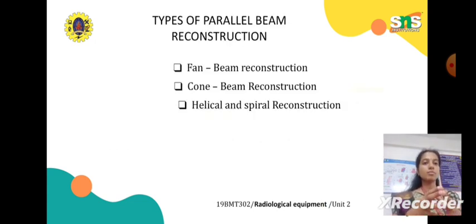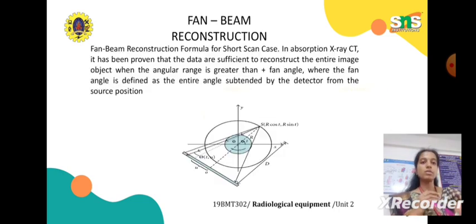Types of parallel beam reconstruction: fan beam reconstruction, cone beam reconstruction, and helical and spiral reconstruction. This is fan beam reconstruction. From the image you can see that it rotates like a fan, with the source and the detector rotating.